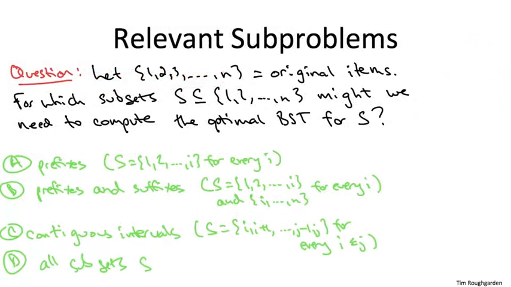So in light of this observation that the value of an optimal solution depends only immediately on subproblems that you obtain by throwing out a prefix or a suffix of the items, what I want you to think about on this quiz is what is the entire set of relevant subproblems. That is, for which subsets S of the original items 1 through n is it important that we compute the value of an optimal binary search tree on the items only in S.